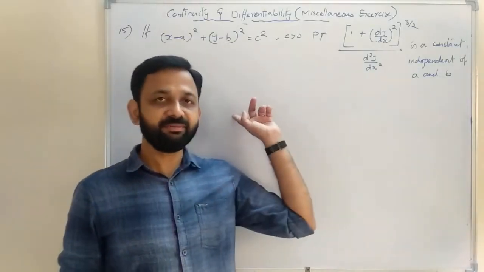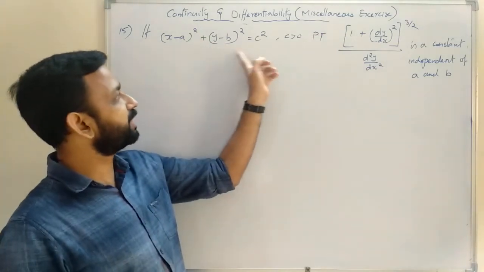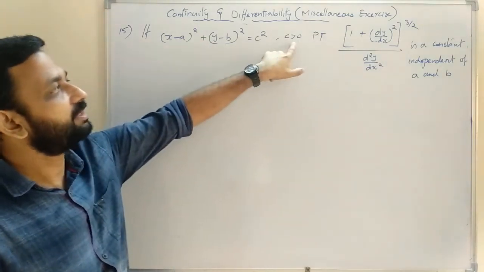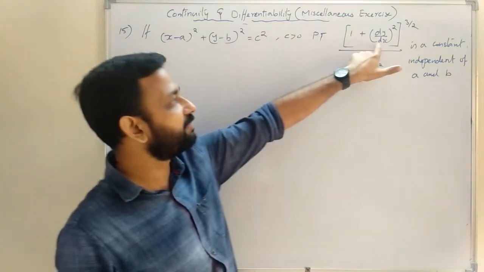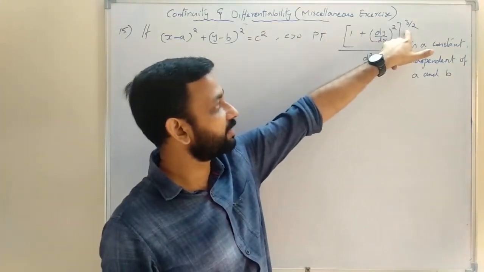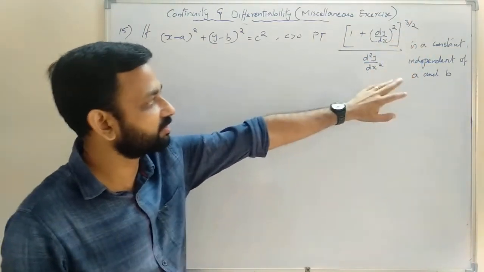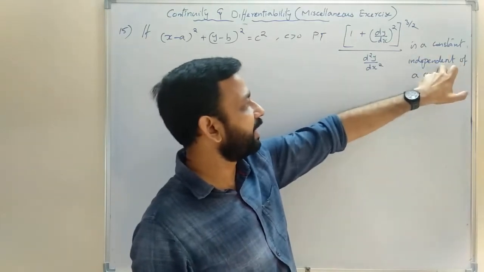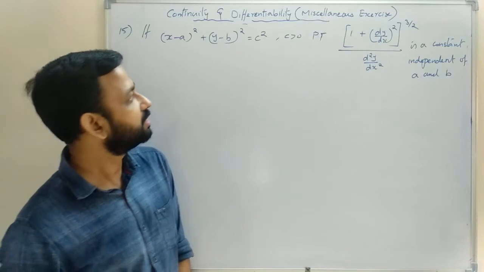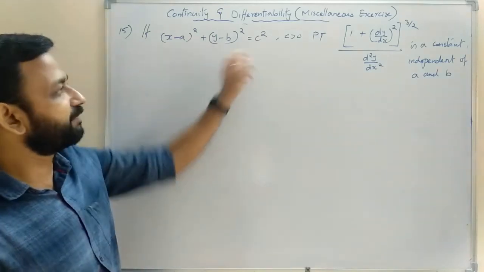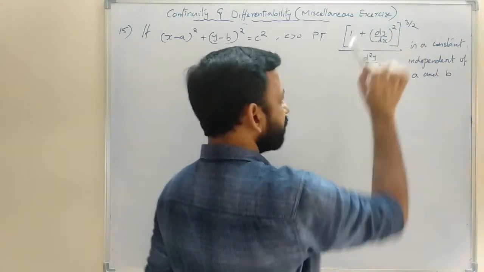Question number 15. If (x minus a) whole square plus (y minus b) whole square equals c square, where c is greater than 0, prove that [1 plus (dy by dx) whole square] raised to the power 3 by 2 divided by d square y by dx square is a constant independent of a and b. That is our question. So here one expression is given, and we need to show that this expression is a constant.